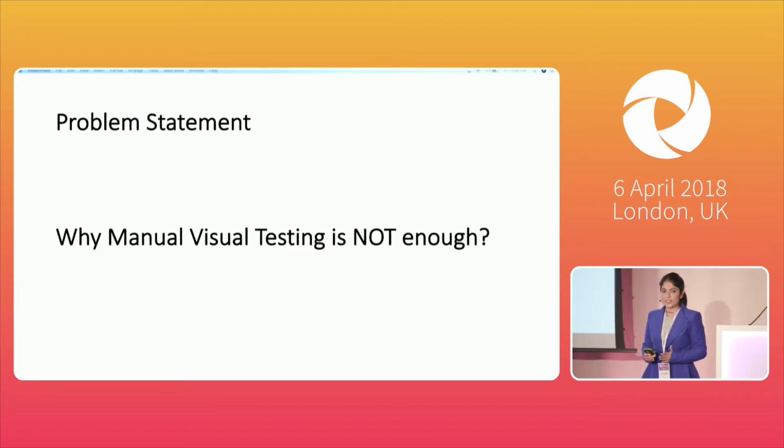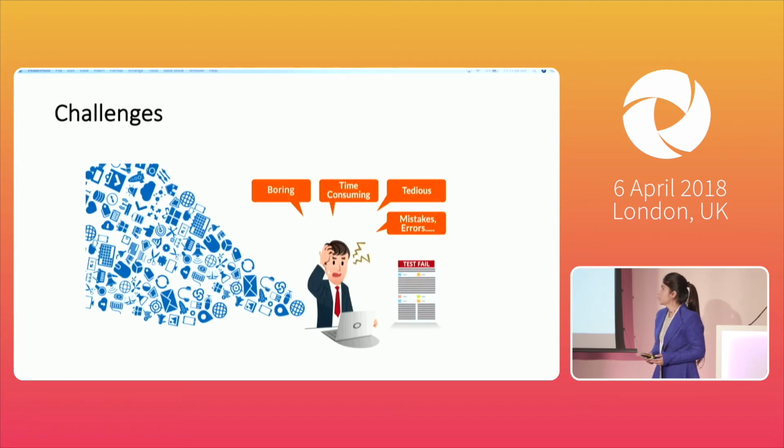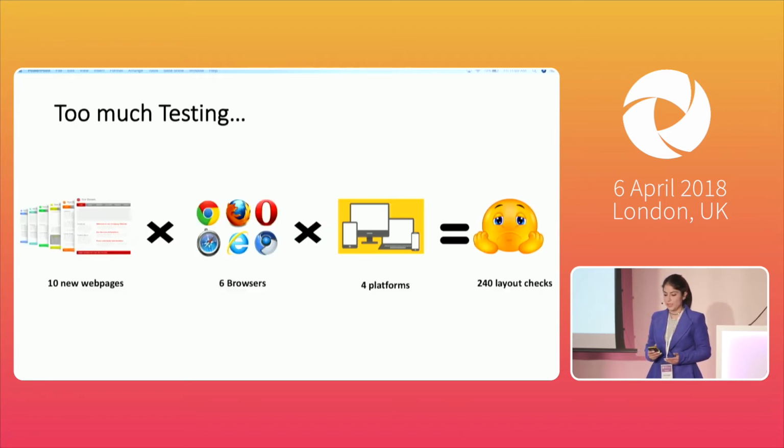The problem statement we'll be talking about today is why manual visual testing is really not enough, and why there's a need for automation testing. The challenge we face while doing visual testing of an application is that it's really boring to see and validate the height and width and how it looks on different devices, and it's really time consuming and hence error prone to human eyes.